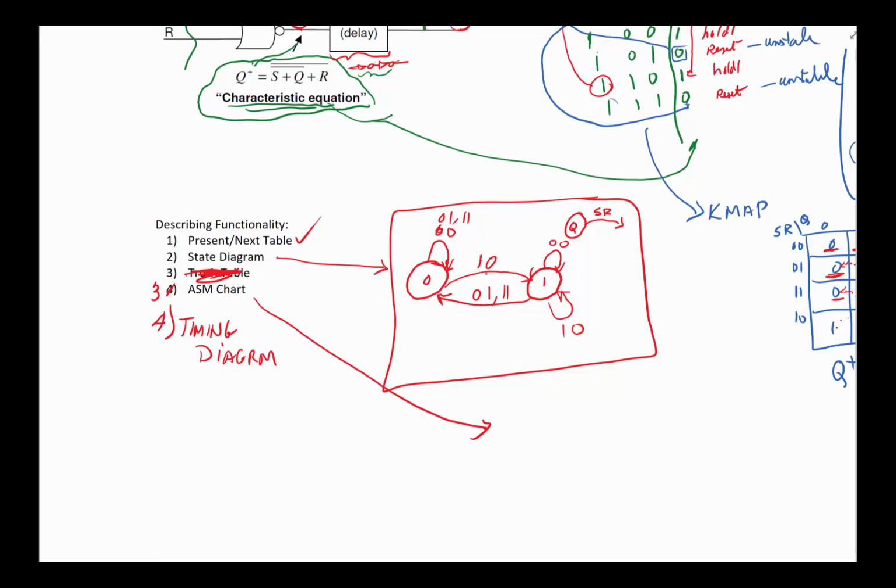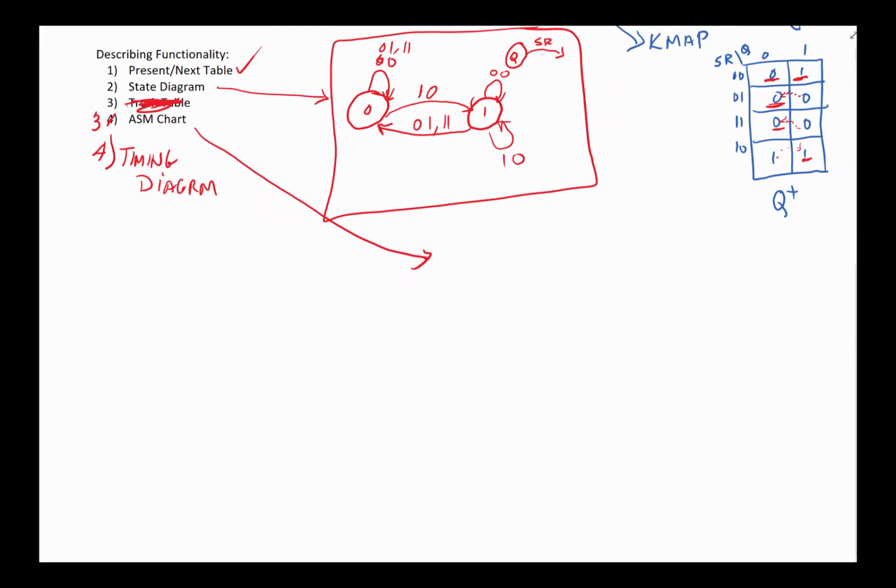ASM chart is a variation on this one, and it's attractive because it's more of an if-then-else situation. Basically we do a square for every possible case of Q equal to 0, and then these are states, and then we have Q equal to 1. And then we do an if-then-else concept.